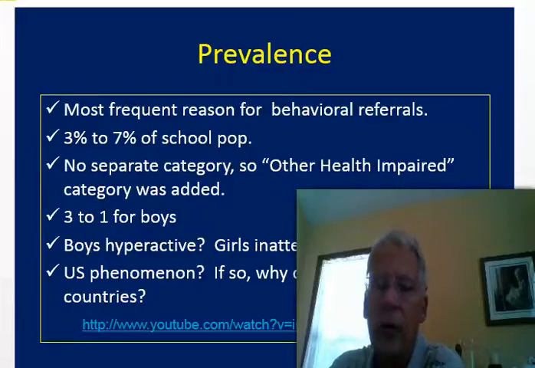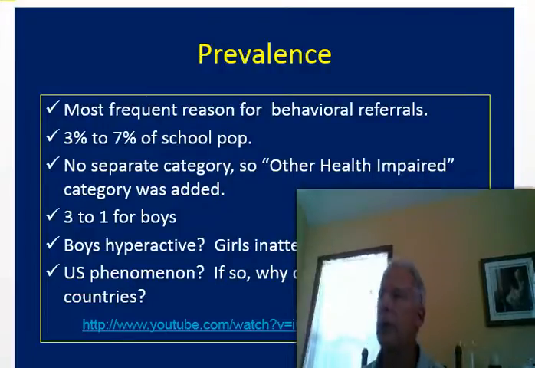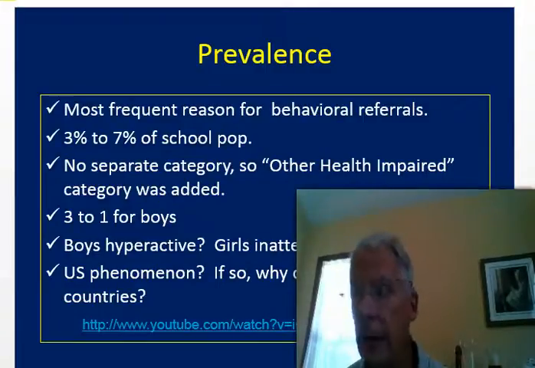That was a category that was recently added. 3-to-1 ratio for boys. And the question is, as we look at ADHD, again, there's 3 different types: hyperactive, inattentive, then a combined. There's theories that boys are more hyperactive and girls are less attentive. Something to be thinking about.